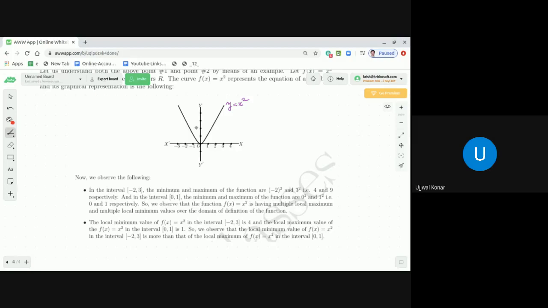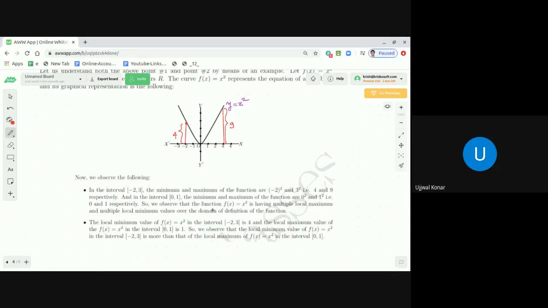So if I draw a line here, -2 and 3, correct? From -2 to 3, what is the minimum and maximum of the function? That is 4 and 9. So this is the value 4, and this value is 9, correct? And in the interval 0 to 1, the minimum and maximum values of the function are 0² and 1², that is 0 and 1 respectively.